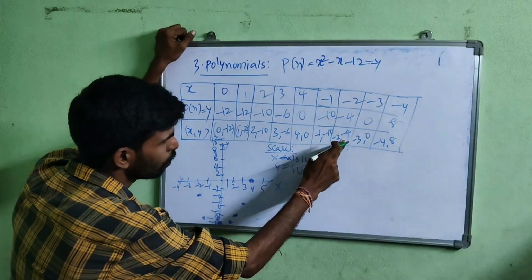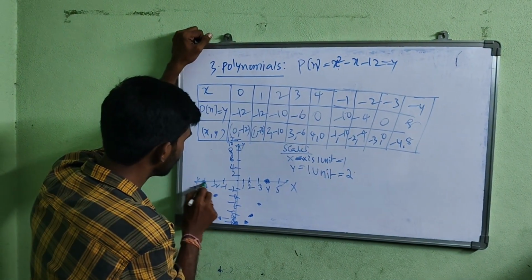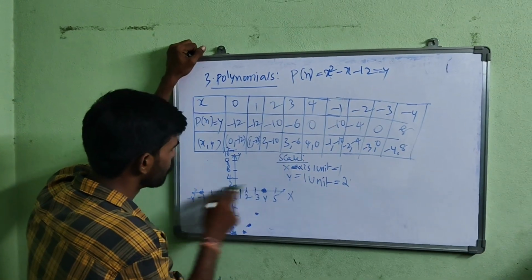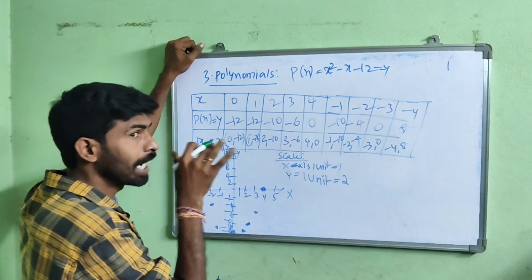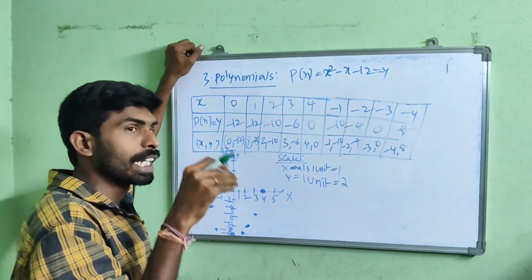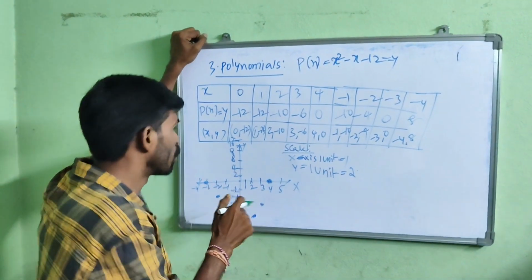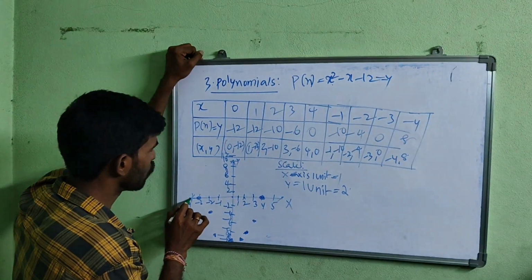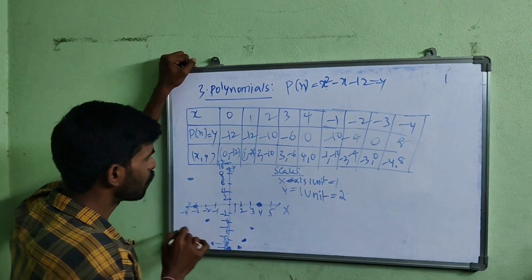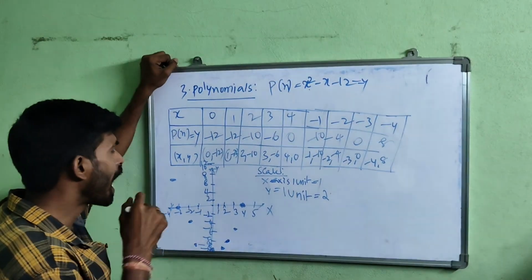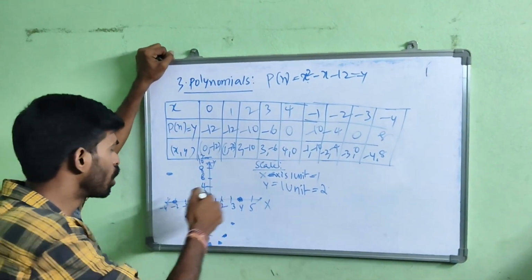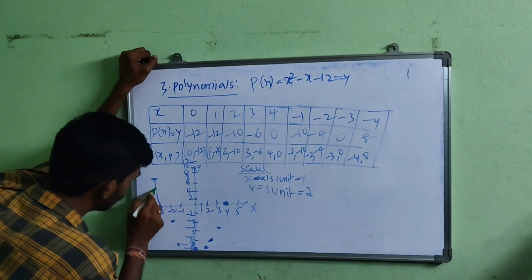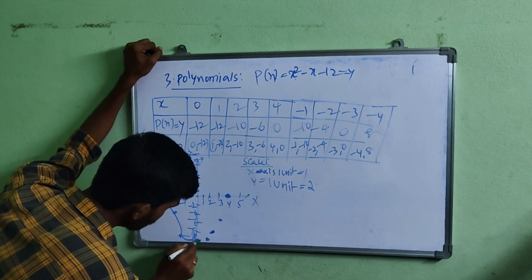Now next -3 comma 0. Here -3 is the x value and y value is 0. Y value 0 means it is on the x-axis. That is only the solution. Next -4 comma 8. Here is the -4 and here is the 8. Now what we need to do? We need to join all these points. We need to draw a smooth curve like this.